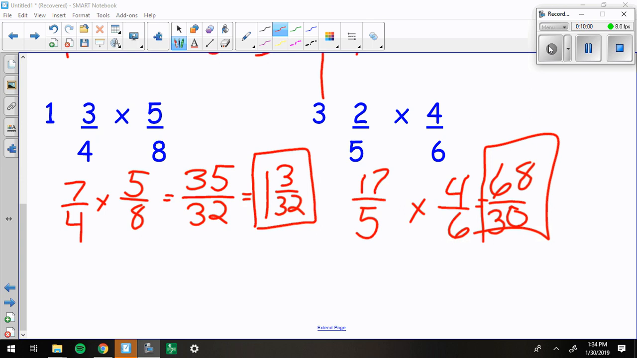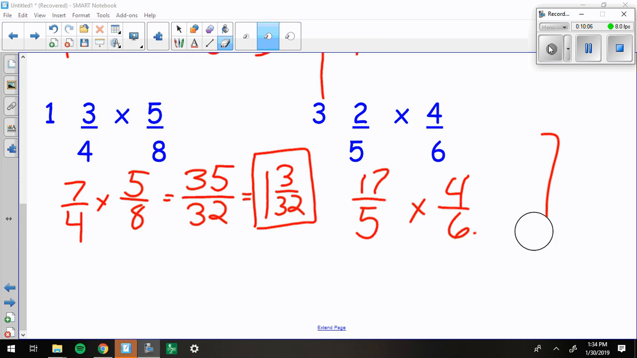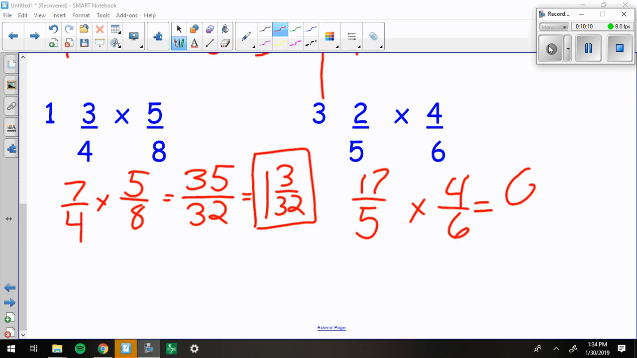3 and 2/5 equals 17/5 times 4/6. 17 times 4 is 68. 5 times 6 is 30. I don't know why I boxed this. Getting way ahead of myself. This was 68/30. But I can't leave it like that.